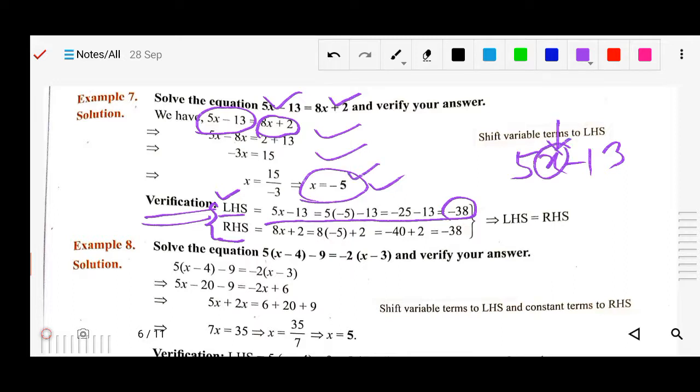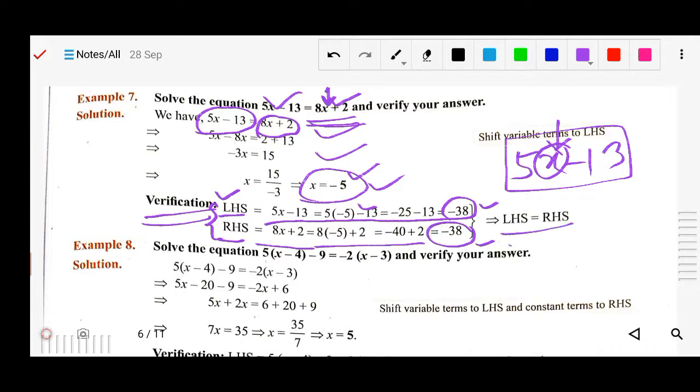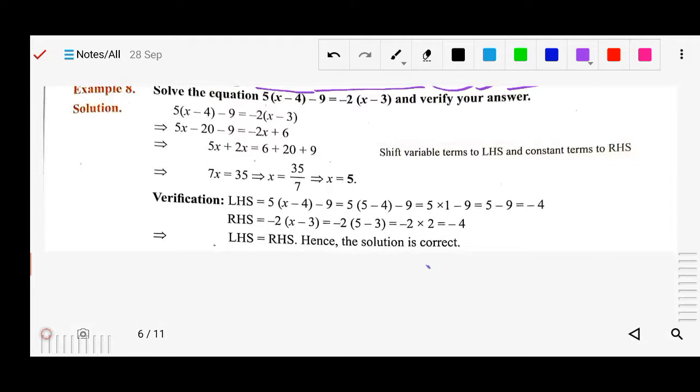Put the value of x here, and you will get the value of the full term. Then for the right side, 8x plus 2, put the value of x there and find its value. On both sides you can see minus 38 and minus 38. So left hand side equals right hand side. It is verified, which means our solution is correct. Likewise you can do it.